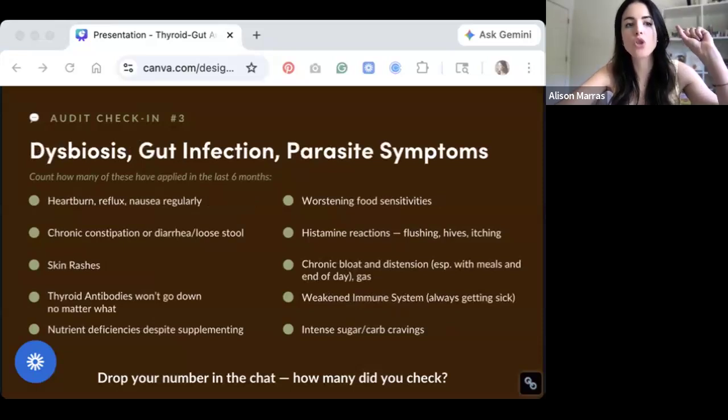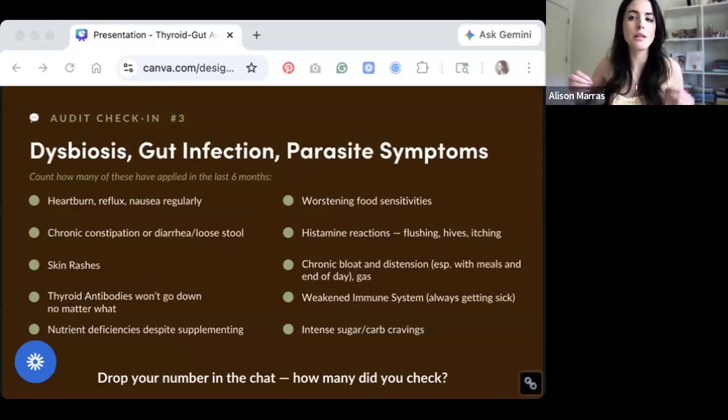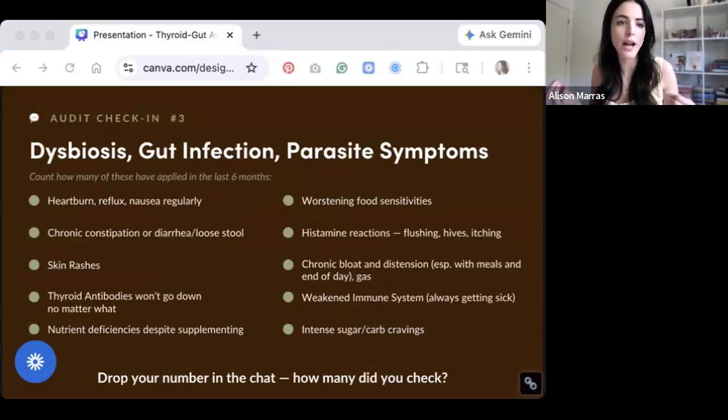So this one is specific to dysbiosis, which is an imbalance in bacteria, gut infections, or parasite symptoms. So again, how many have applied to you in the last 6 months? Heartburn, reflux, nausea regularly. Doesn't have to be all of those, but any of those regularly. Oftentimes we'll hear people say, I feel nauseous in the morning. I'm not craving breakfast. I feel nausea after certain meals, for example, and then things like, of course, the heartburn and reflux being an issue, maybe with certain meals. Even guys, even if it's like, oh, because I ate something spicy, jot it down.